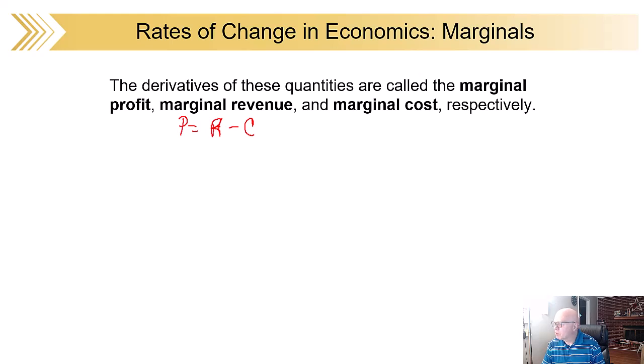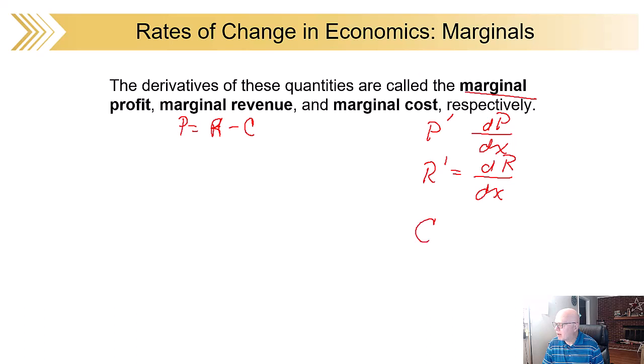The marginal profit is P prime. Also, you could write it as dP dx. X is the number of items. For marginal revenue, R prime. You could call that dR dx. How much is the revenue changing, up or down, every time you increase your sales by one item?